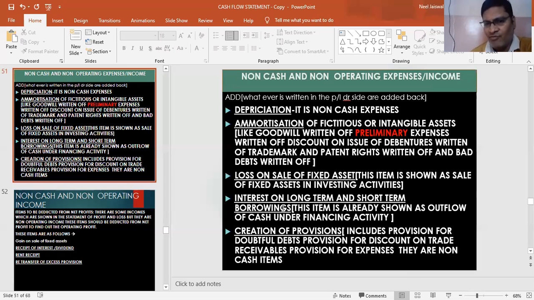We have got net profit before tax. So depreciation, amortization, loss on sale of fixed assets, interest on long-term and short-term, and provisions have already been subtracted to get the profit before tax. So we are adding back all these in order to get operating profit. We have got net profit. Now we are reaching operating profit.